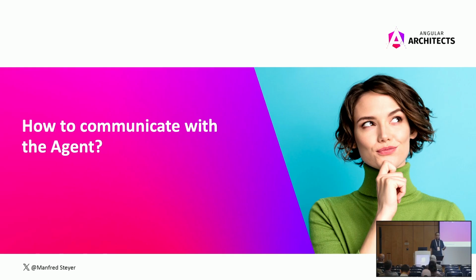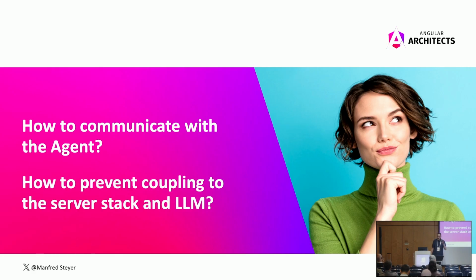One question is how to communicate with the agent. How do we do this in terms of messages we are sending upwards and downwards. And another question is how to prevent coupling to the server stack and hence to the LLM. Because in the front end, we are not interested in using semantics of any server-side AI framework. It should not matter whether they are using Spring AI or some Microsoft framework or LangGraph, LangChain or something else. It should not matter for us. We just want to get messages and act accordingly.